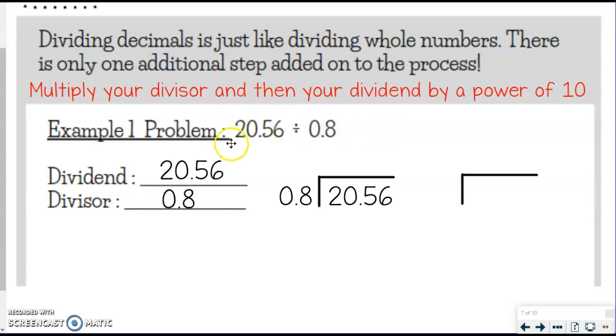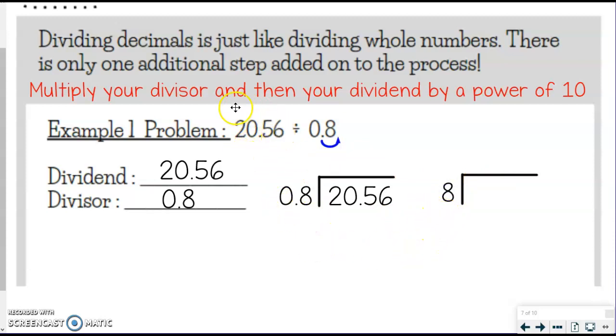So I don't care about a decimal in my dividend at the moment. It's the fact that I have one in my divisor. So dividend is okay, but divisor is not. So what we're going to do is multiply by a power of 10, because I want to make this divisor a whole number. That's my whole goal. So if I move the decimal over once to the right, so multiplying by 10, now that number becomes 8. So instead of 0.8, now it's 8.